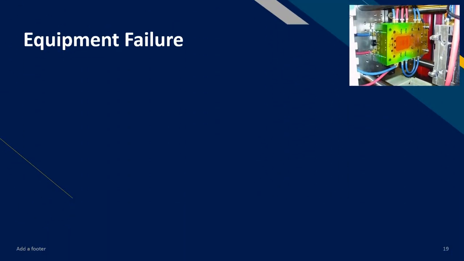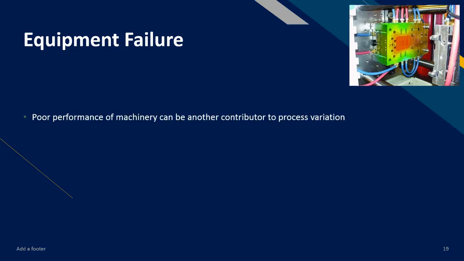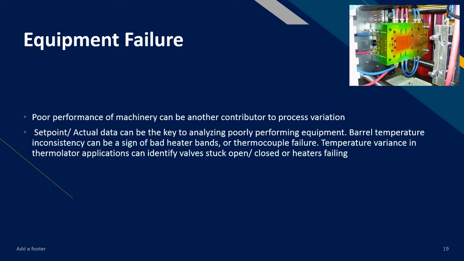Now let's take a look at equipment failure as far as it pertains to variance. As we know, poor performance of machinery can be another contributor to process variation. So our set points and actual data can be keys to analyzing poorly performing equipment. An example might be the barrel temperature inconsistency, which could be a sign of bad heater bands or thermocouple failure. Temperature variance in a thermalator application can identify that valves are stuck open or closed or the heaters are failing.